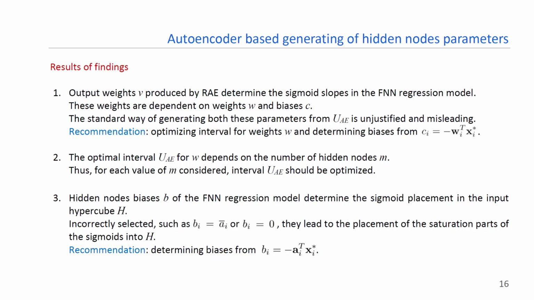The hidden node biases of the regression model B determine the sigmoid placement in the input space. They should introduce the steepest fragments of the sigmoids into the input hypercube. Incorrectly selected, they lead to the placement of the saturation parts of the sigmoids in the input hypercube. To avoid this, we recommend determining biases from this equation.